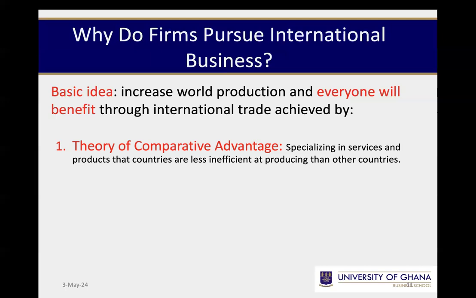It could be that on the relative front, they may even be better at producing both items compared to country K. However, if they had to make a choice between the two, there's one in which they are better off, and that we say is their comparative advantage. So a typical country that is able to produce at a better price and is more efficient will specialize in those services and products in which they are more efficient than other countries.